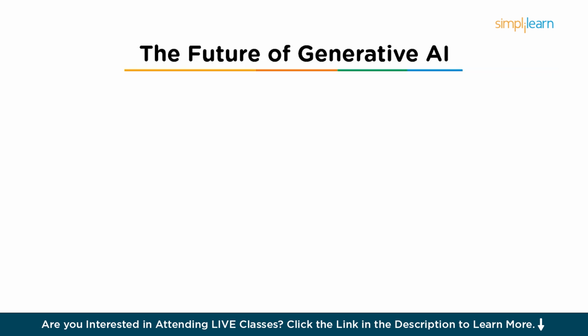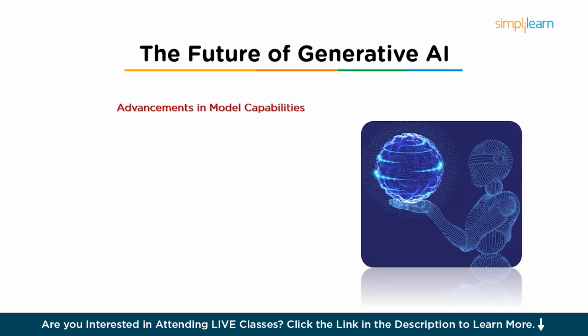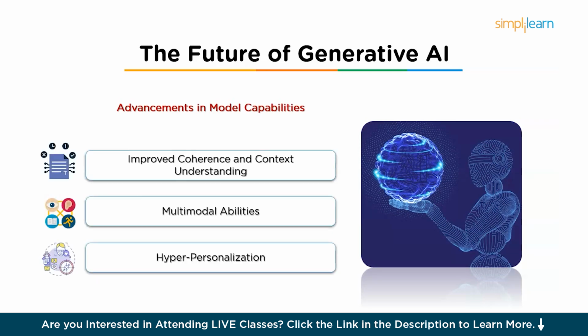So generative AI is advancing quickly and is expected to transform numerous industries in the near future. So here's an overview of how Gen AI will evolve and its potential impact. First one is advancements in model capabilities. So the future of Gen AI will bring enhanced performance and flexibility. First is improved coherence and context understanding. So Gen AI models will become better at understanding long-term context and maintaining coherence across industries. So this means more natural conversations and better continuity in content creation.